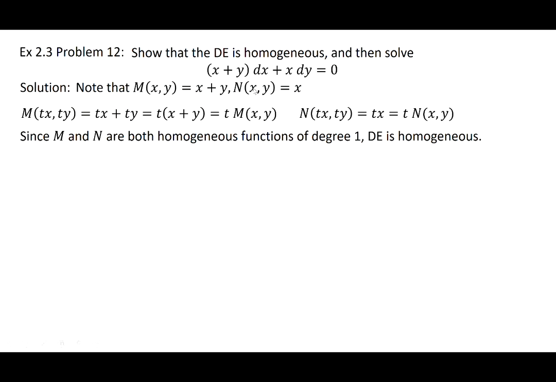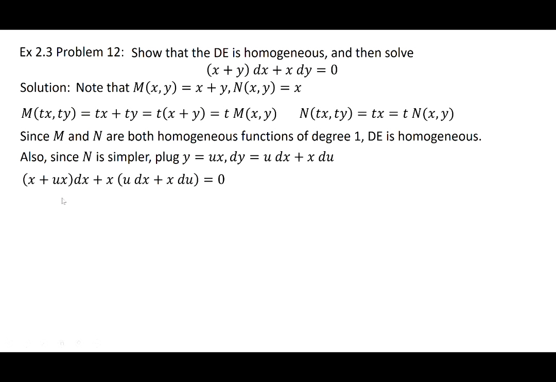So the procedure said, in that case, plug in y equals ux and dy equals u dx plus x du. Right? Since N is simpler, plug in y equals ux and dy equals u dx plus x du. So let's do that. So let's plug in: x plus ux, dx, x plus, for y I plugged in ux, times dx, plus x times, for dy, I went to the original differential equation, folks, and that's where I'm plugging all these things. For dy, I plugged in u dx plus x du, and that's equal to 0.